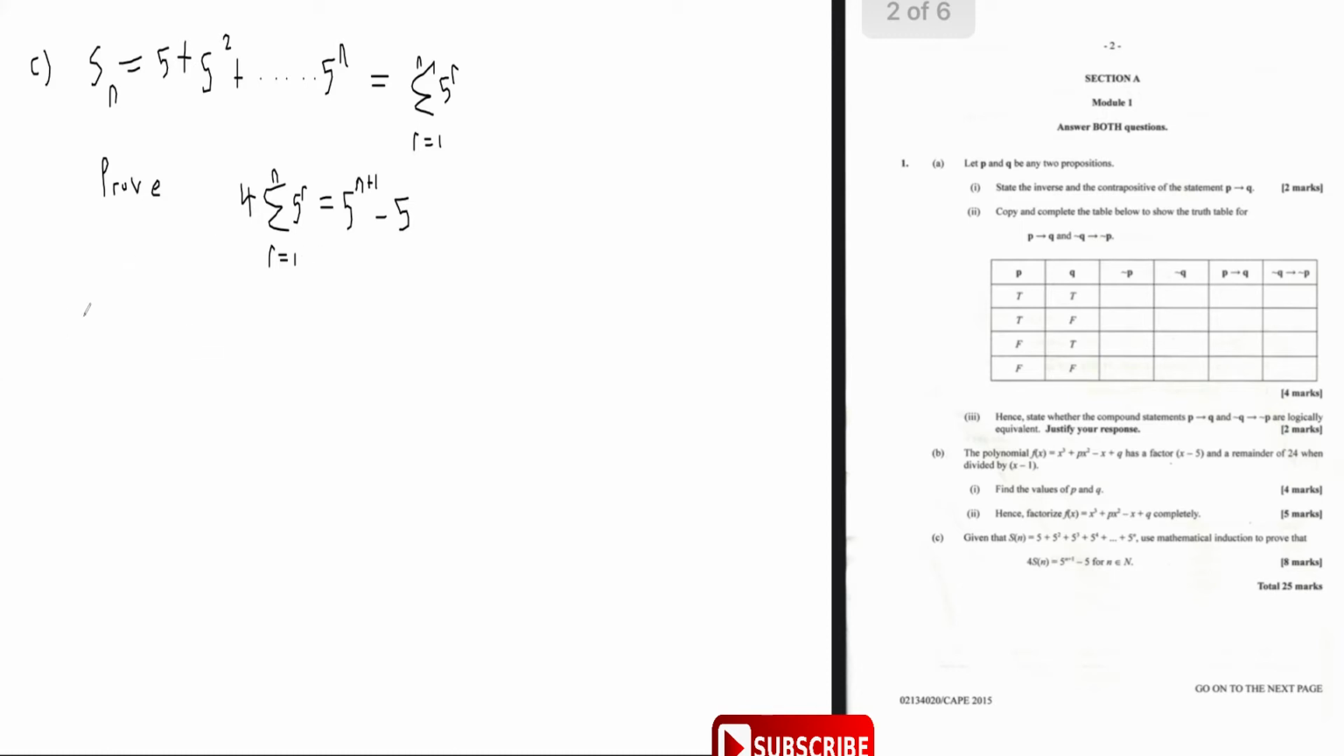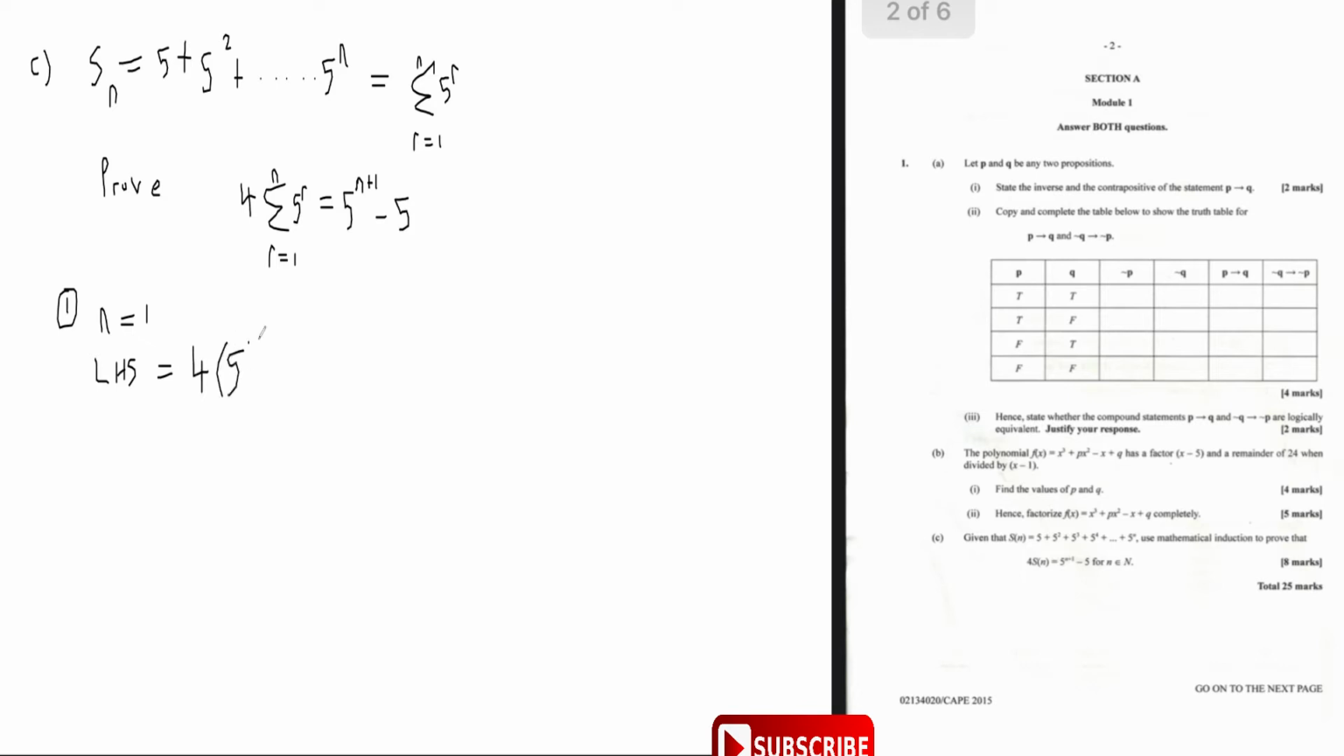Again, to prove this, you start with your 3 cases. You start with n is equal to 1. When n is equal to 1, the left-hand side is going to be equal to the sum from r equals 1 to 1 of 5 to the r, which is just 5. So this is going to be 4 times 5.